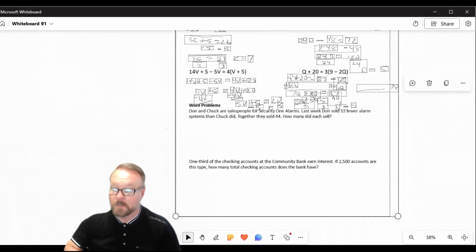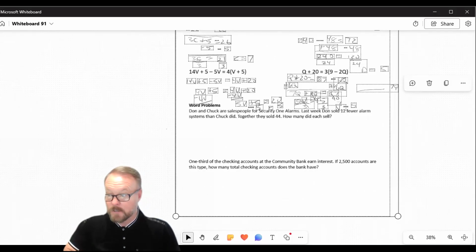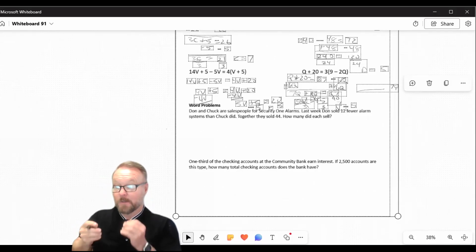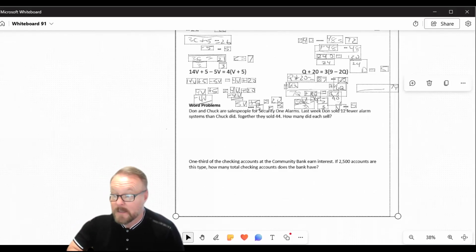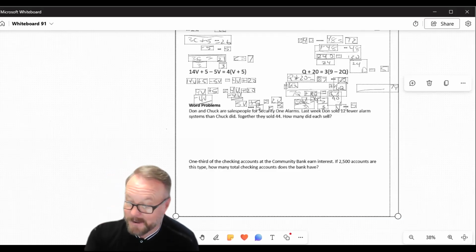So Don and Chuck are salespeople for Security One alarms. Last week, Don sold 10 fewer alarms than Chuck did. Together, they sold 44. So how much did each one of them sell? All right, so we know they sold 44 and Don sold 12 fewer than Chuck did. And we probably could just take 44 minus 12 and say, well, that's what Chuck did, or that's what Don did. Actually, it wouldn't work that way. So we need to figure this out algebraically.